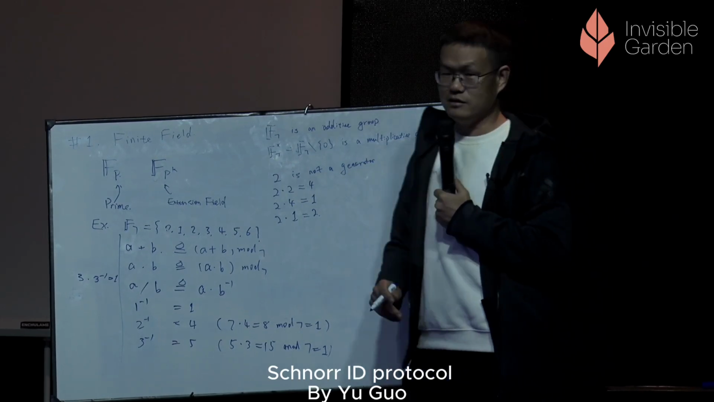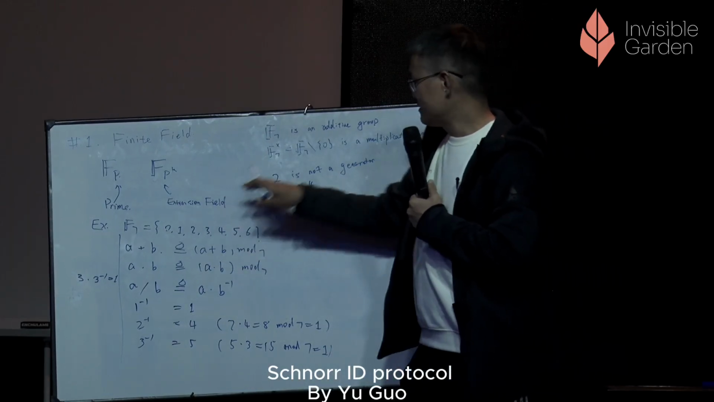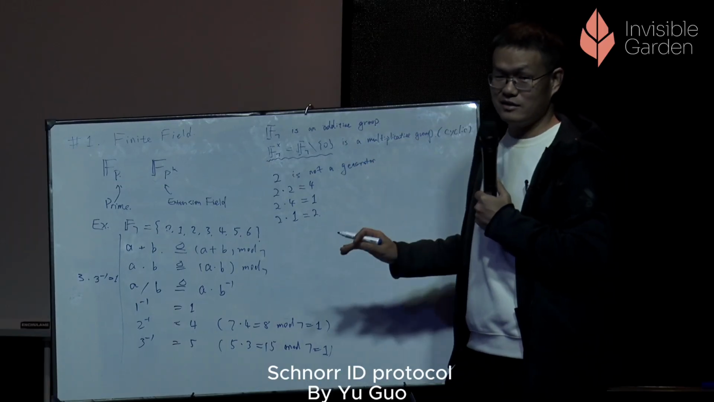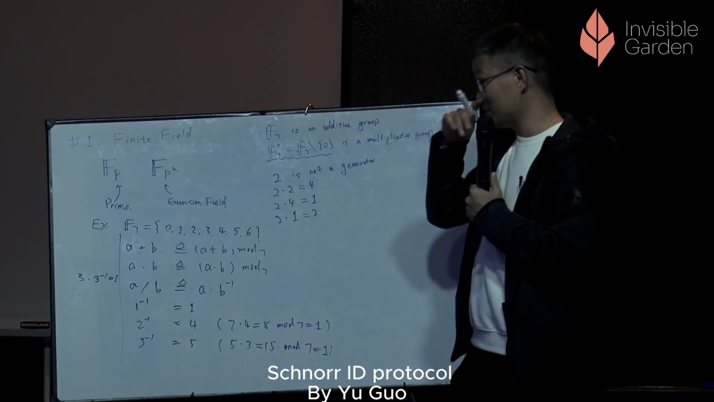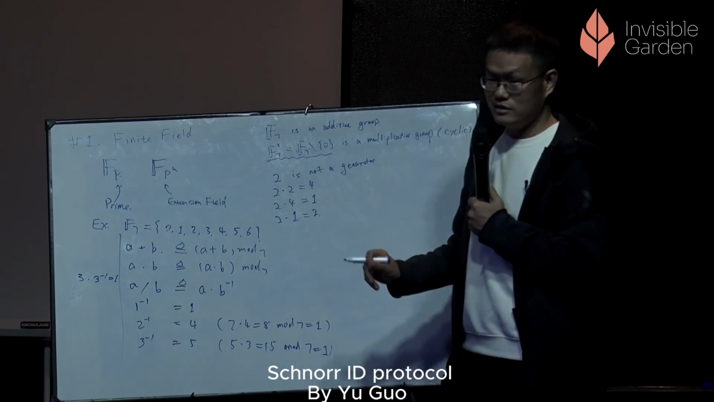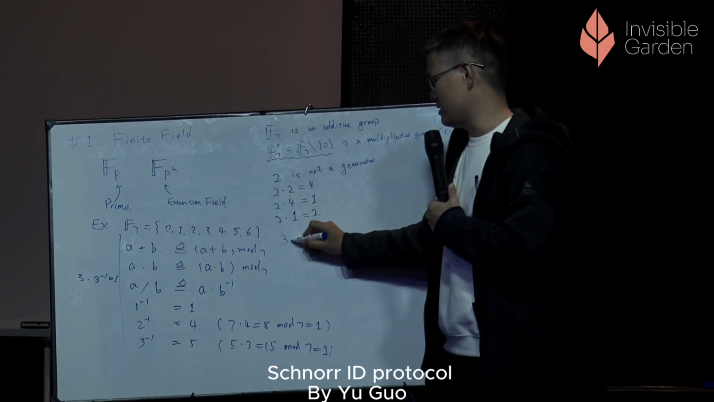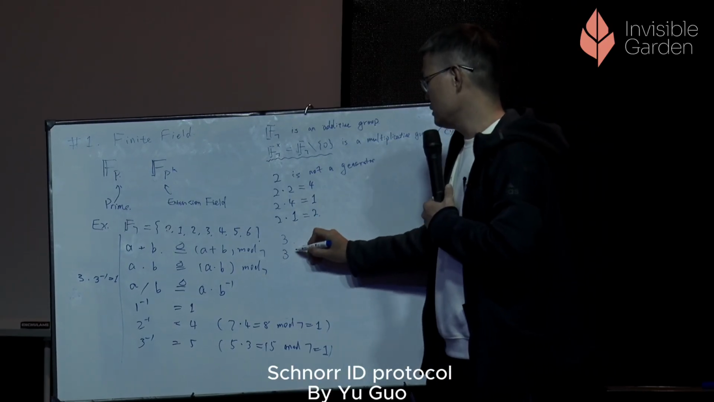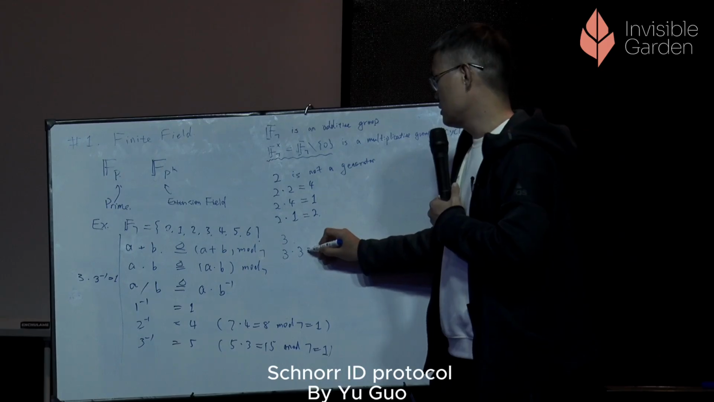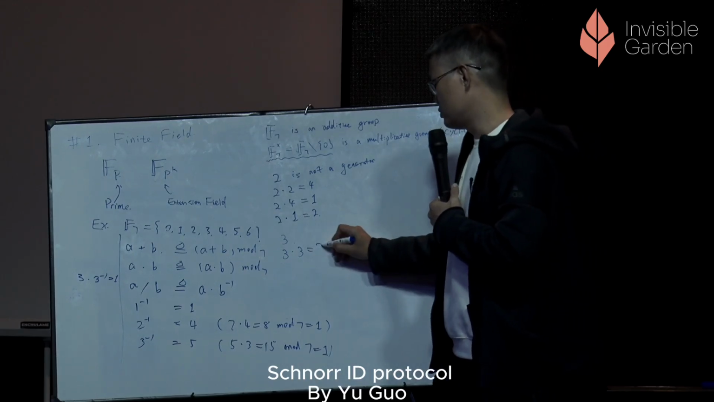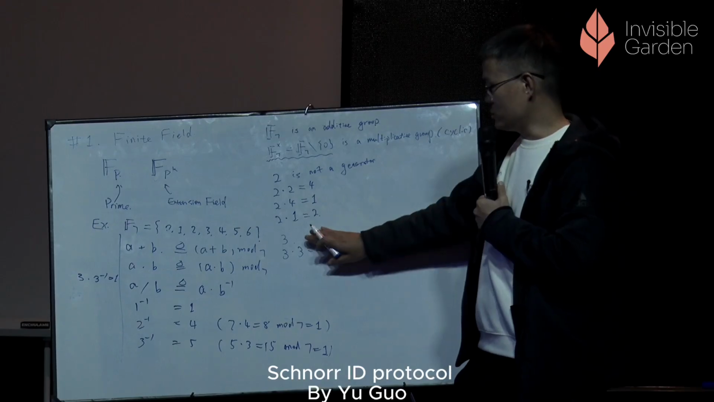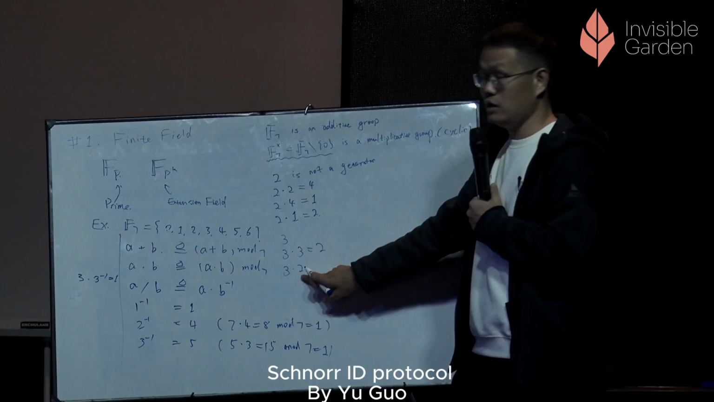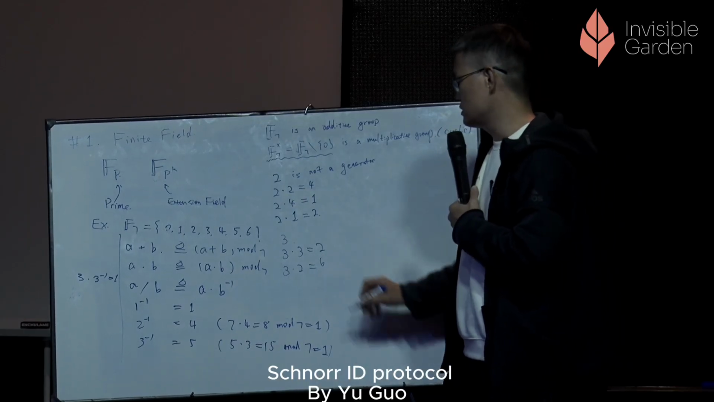But the fact is, this group is cyclic. It means that it must have some element as generator. Let's try another element like 3. 3 generates itself, and 3 times 3 equals 2, right? Now we generate from 3, we got 2.